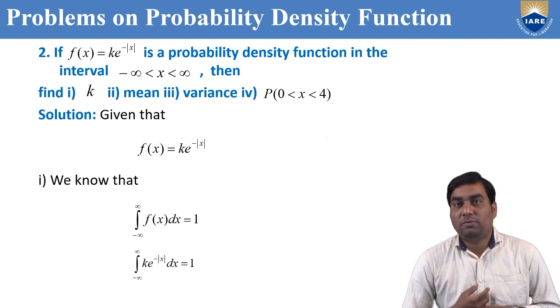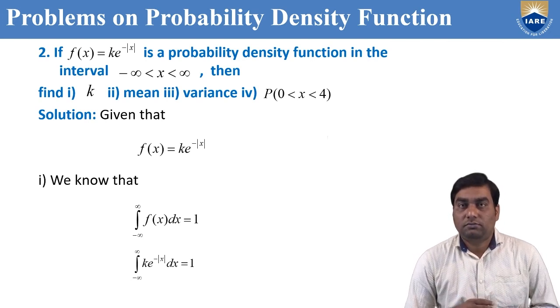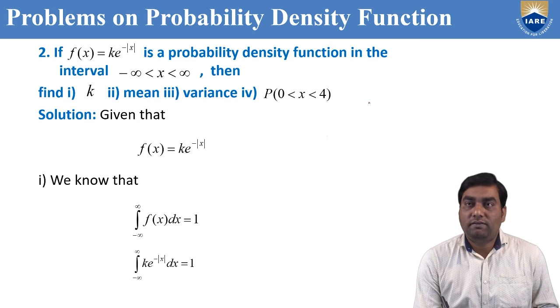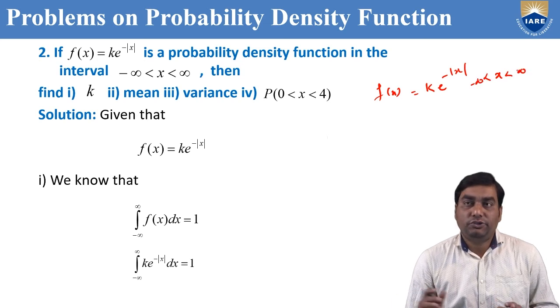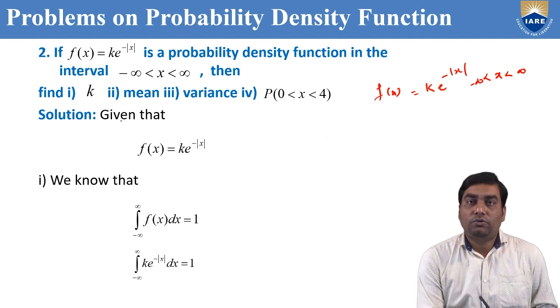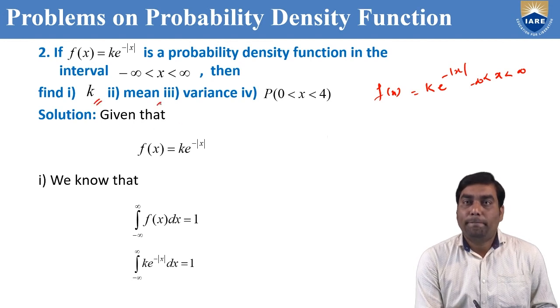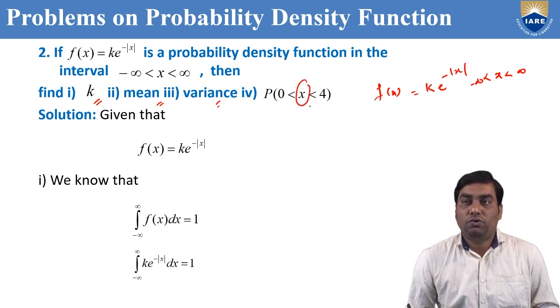Suppose I take another problem. Here f of x is given as k into e power minus mod x, and the range of x is also given, minus infinity to infinity. So we need to find the value of k, the mean, the variance, and the probability of x between 0 to 4.